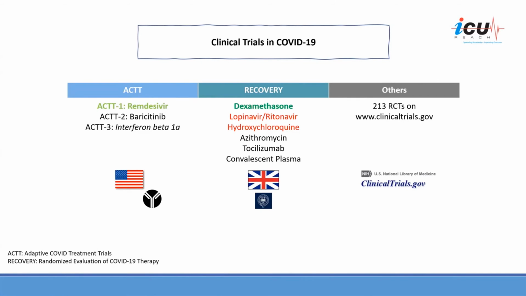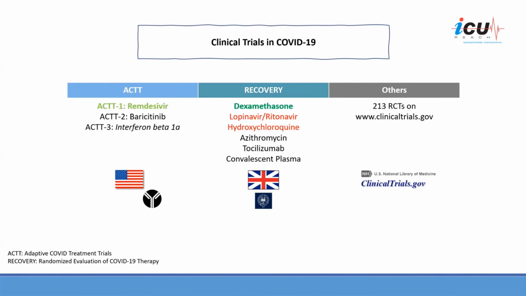However, the dexamethasone is helpful in those patients with severe disease where they have inflammation with more than 7 days and they have hypoxemia. They benefited from dexamethasone. At the same time, we are waiting for the results of the azithromycin, tocilizumab, and convalescent plasma. On the other side, here on the left, the adaptive COVID treatment trials.